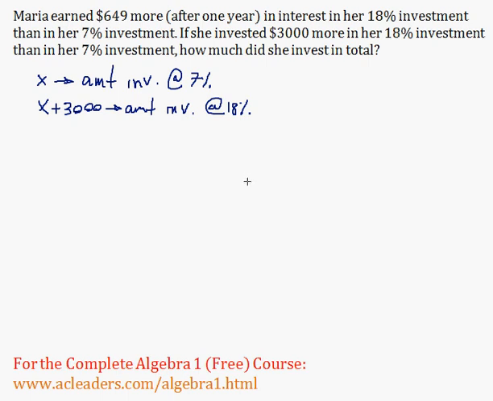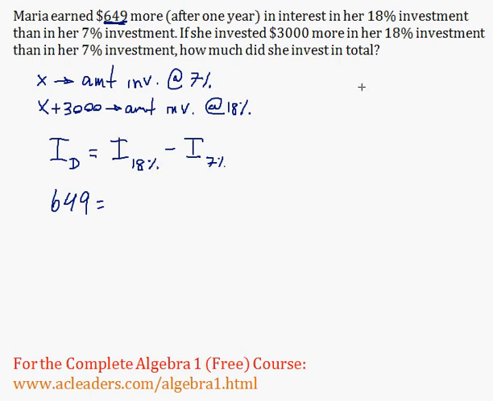And okay, so we know that she earned $649 more, after 1 year in interest, in the 18% investment. So I'm going to say this: the difference in the interest earned in both investments would be the total interest she earned at 18% minus the total interest she earned at 7%. So the difference was just $649. And how much did she earn at 18%?